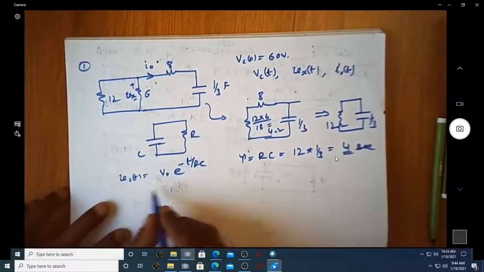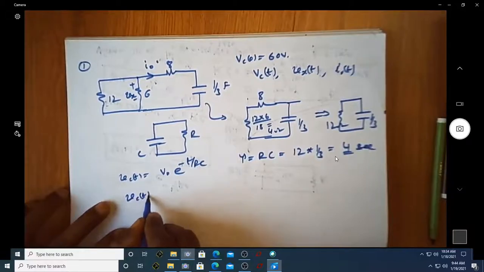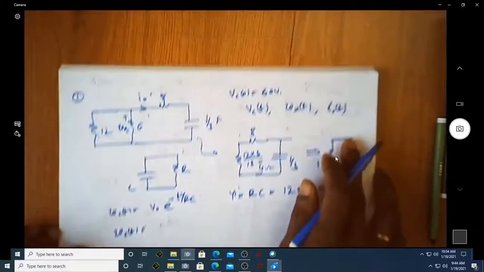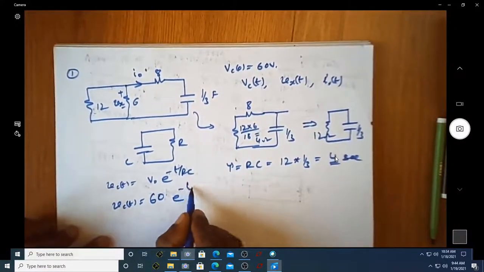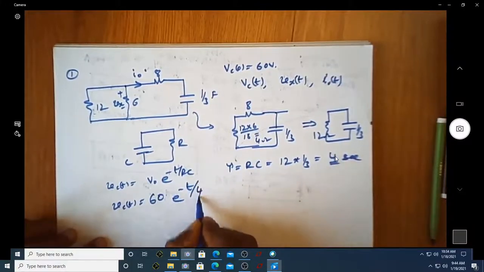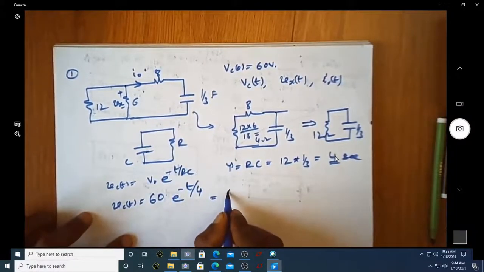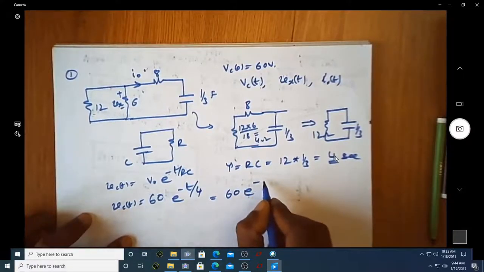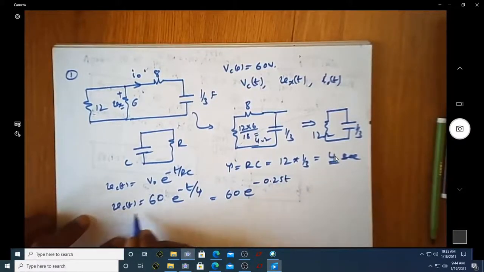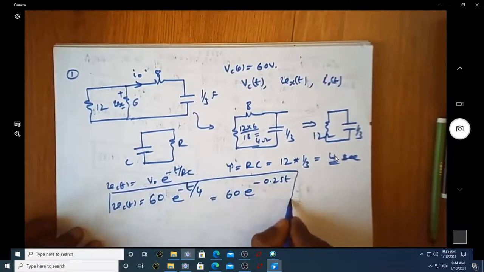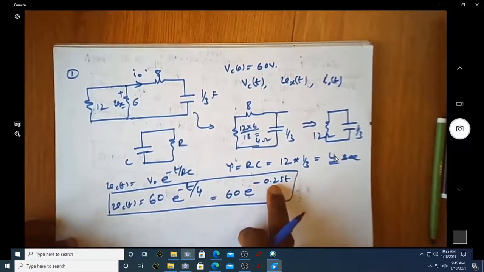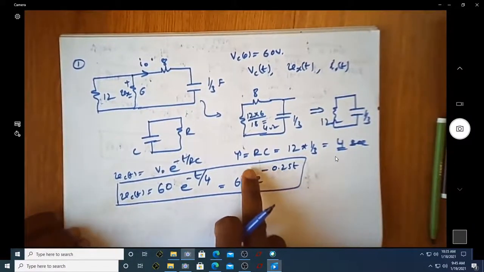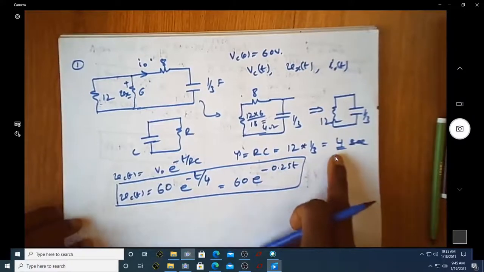Now let us get the expression for Vc(t), which is V0 e^(-t/RC). V0 is the initial voltage across the capacitor, which is 60, and RC is equal to 4. So this comes out to be 60 e^(-0.25t). This is the expression for the capacitor voltage with respect to time. So it decays at this rate, e^(-0.25t), because this 0.25 is 1 over tau.